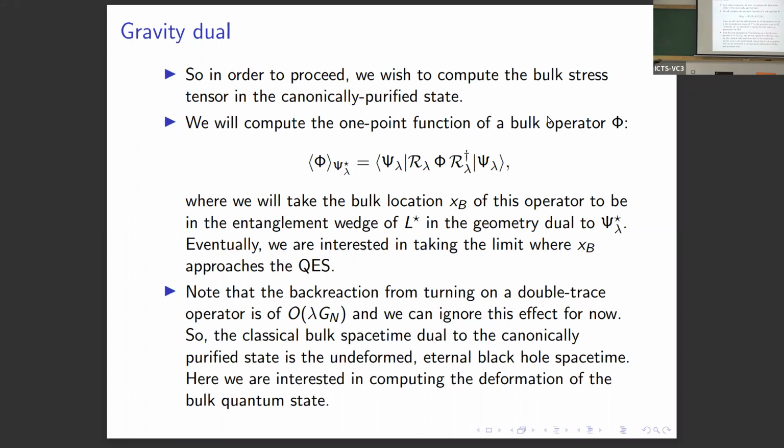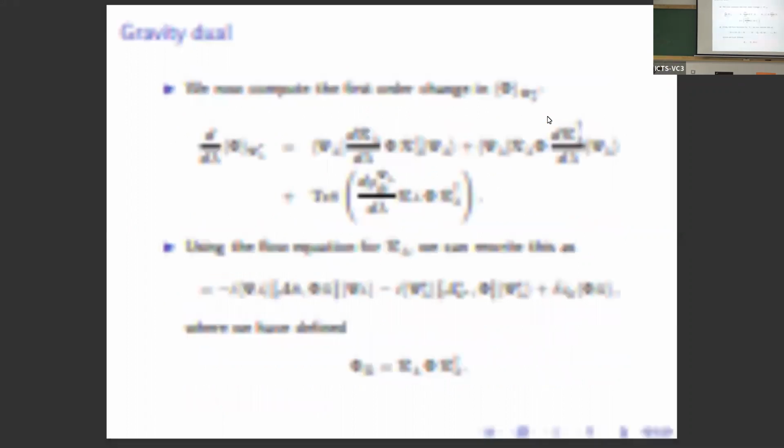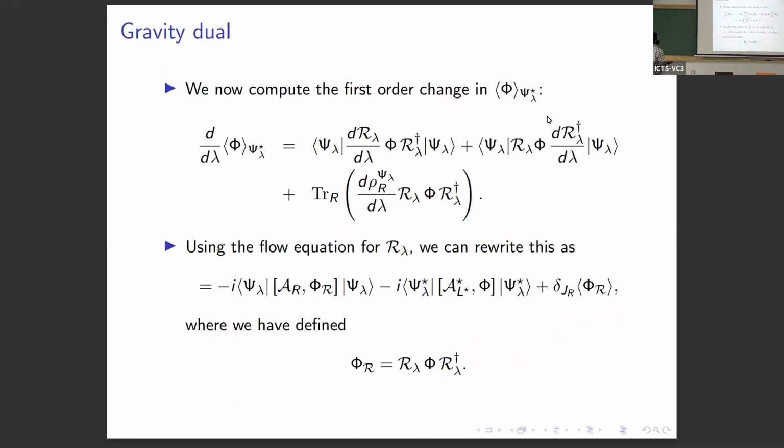Now, eventually, as I said, I'm going to take this phi to be the bulk stress tensor. And more precisely, I want to take the limit where this bulk stress tensor approaches the quantum extremal surface, because that's where I'm supposed to see the shock. Now, this computation is more or less straightforward. What I'm going to do is compute this 1-point function perturbatively in lambda, to first order in lambda.